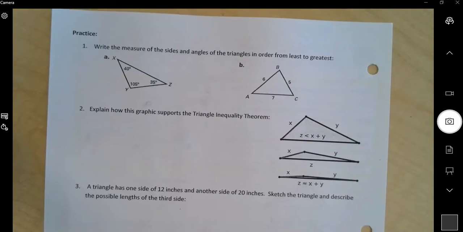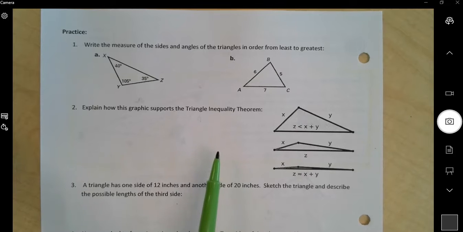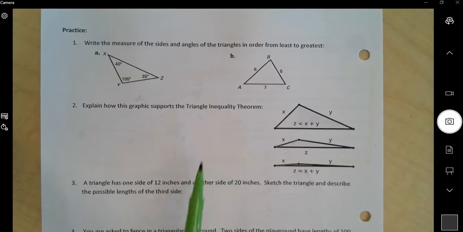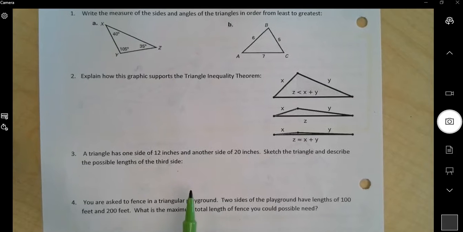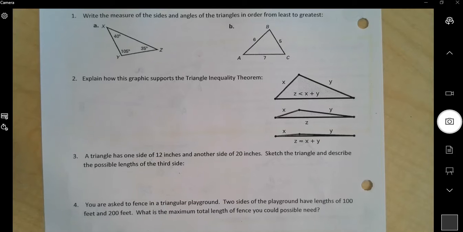Flip over. Let's do some practice. Write the measure of the sides and the angles in order from least to greatest. Explain how this graphic supports the triangle inequality theorem. And take a look at 3 and 4 with your table groups. Go ahead. Jump in on your mark, set, think. Go.